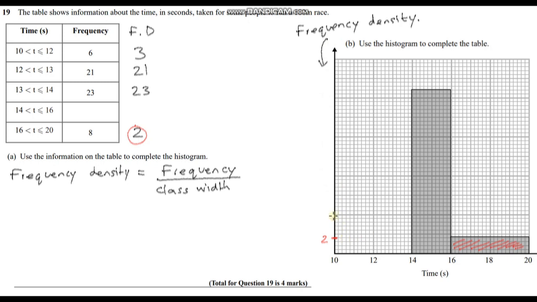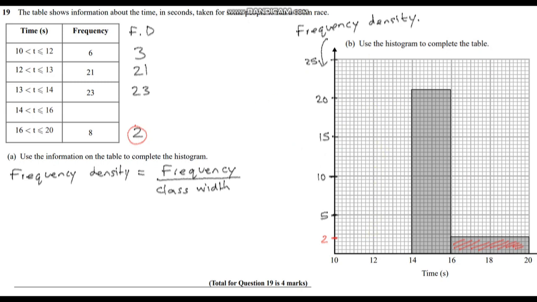So if this is 2, well, this is going to be 5, because you can see that for every 4 small squares, our frequency density is half of that. So 10 small squares, our frequency density would be 5. So this is 10, this is 15, this is 20, and this is 25. So now we've got our axis, we can fill in our histogram.